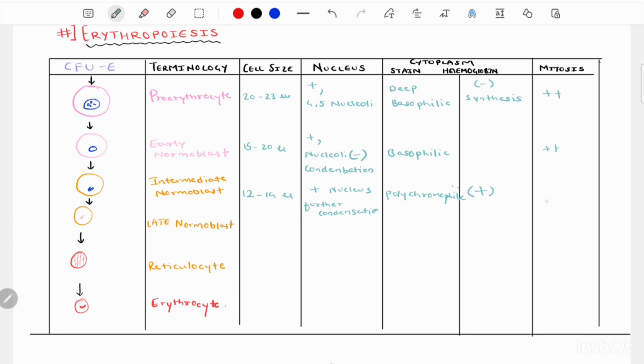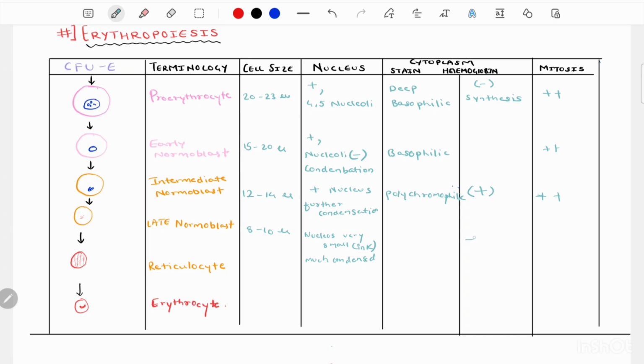The cell develops into the next stage, which is called late normoblast. The diameter of the cell decreases to 8 to 10 micron. The nucleus becomes very small, and the chromatin network is very much condensed, and the nucleus appears like an ink spot. You can see here, just like a spot.